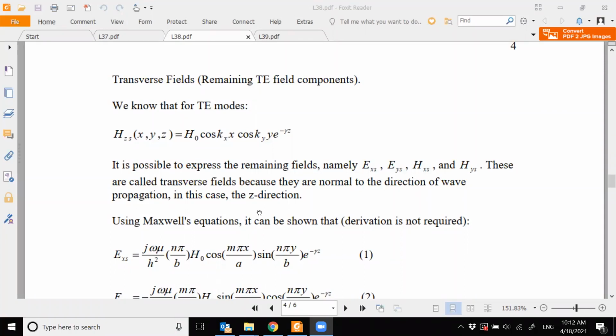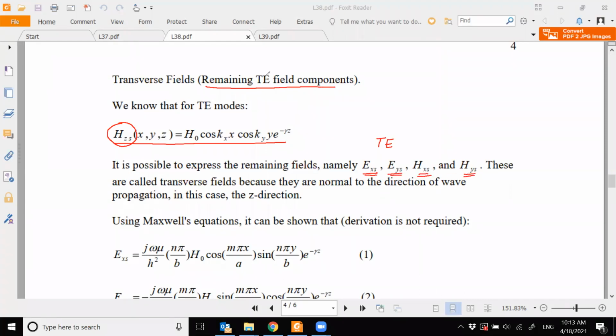Now, till now we are looking at only which component? Till now we were only looking at the HZ component, which is only this component. We solved the wave equation only for this component. We applied the boundary conditions and other things. Now here what we are doing is we are trying to find the other components. So we only have HZS. And now from HZS, how can I find the remaining TE components? The remaining TE components will be EXS, EYS, HXS, and HYS.